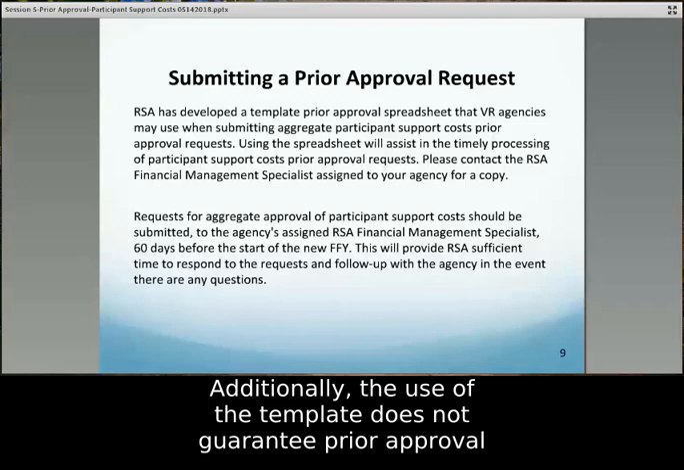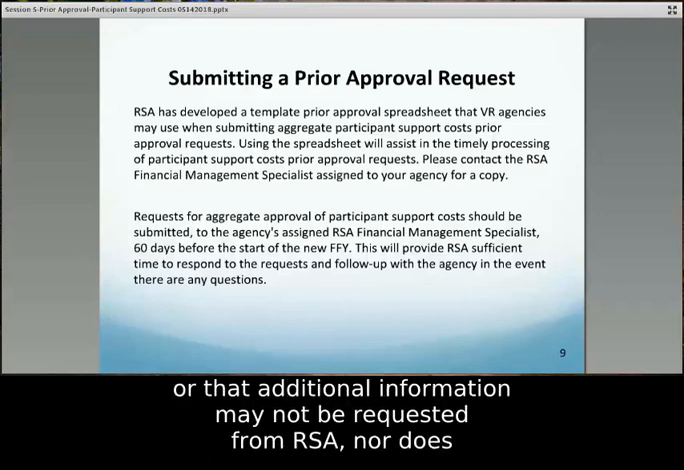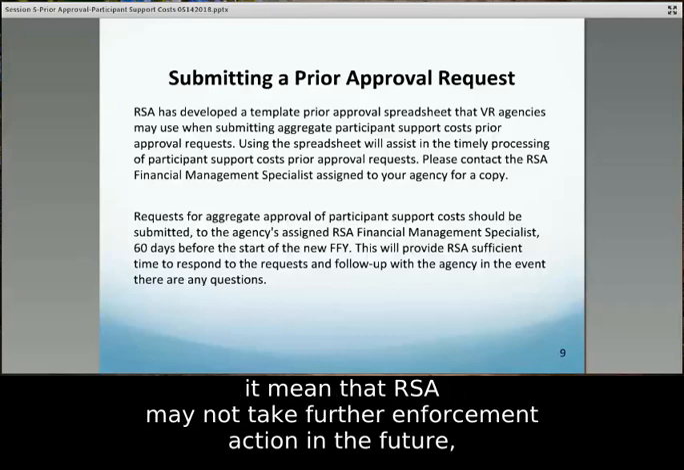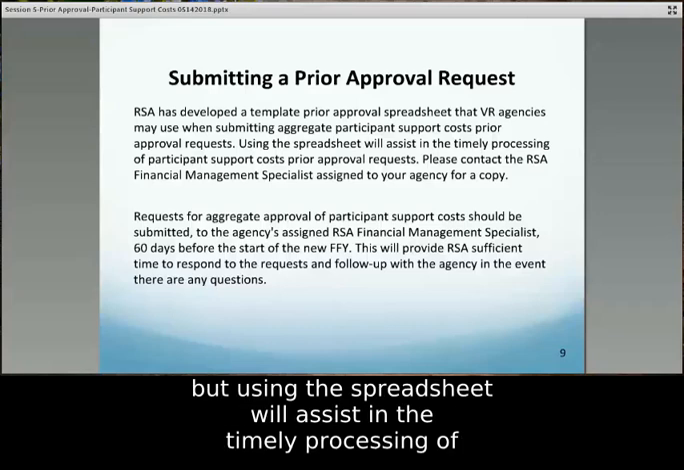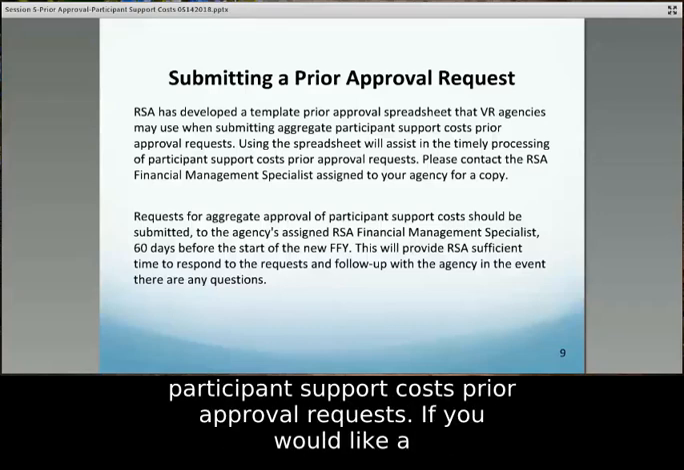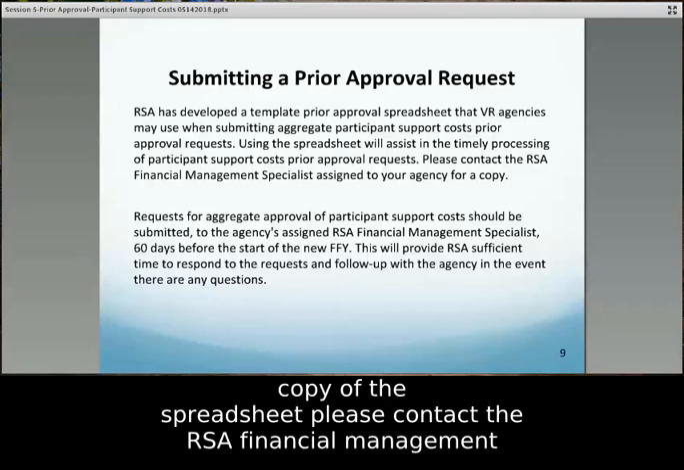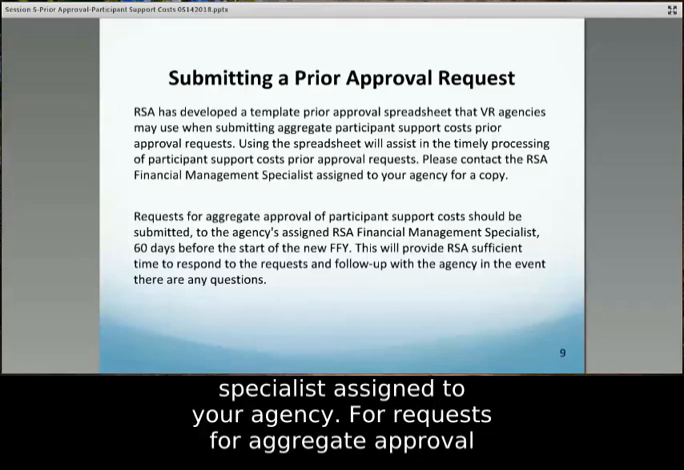Additionally, the use of the template does not guarantee prior approval or that additional information may not be requested from RSA, nor does it mean that RSA may not take further enforcement action in the future, but using the spreadsheet will assist in the timely processing of participant support costs prior approval requests. If you would like a copy of the spreadsheet, please contact the RSA Financial Management Specialist assigned to your agency.